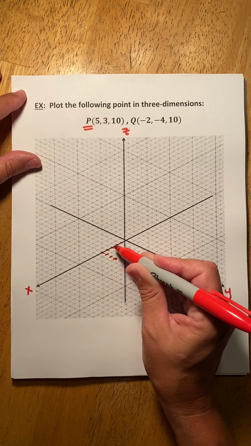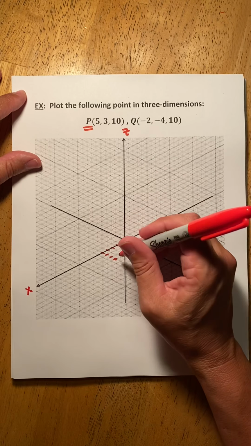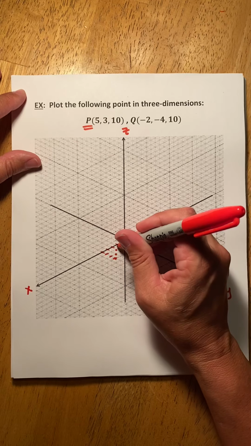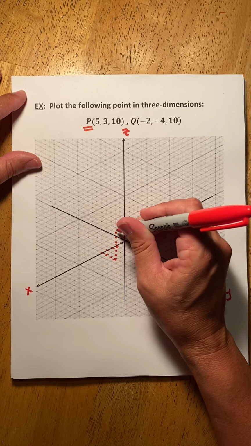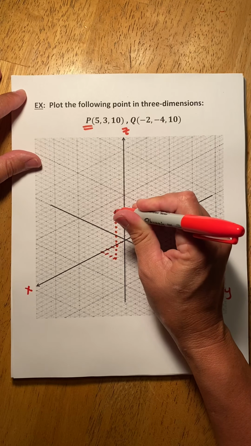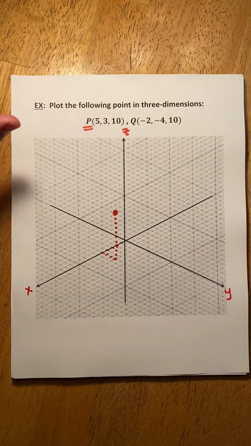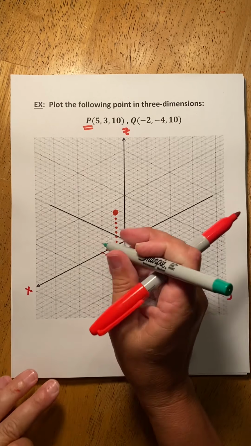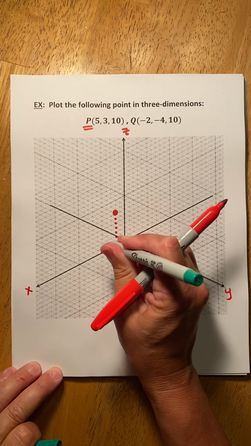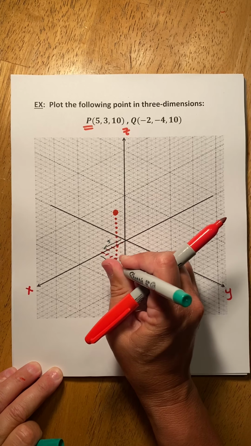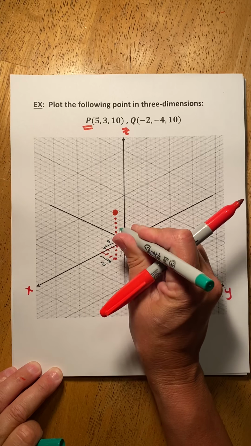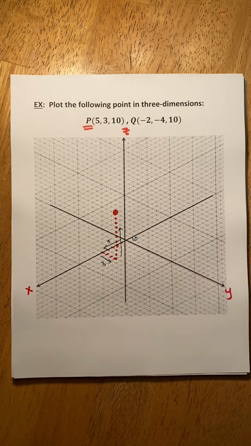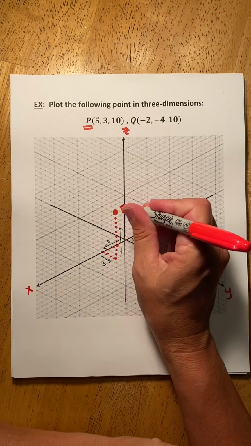Now I'm going to go up 10 units. So this is where it gets a little tricky. 1, 2, 3, 4, 5, 6, 7, 8, 9, 10 right here. So there is my final ending point. Again, keep in mind what we did: we went 5 this way, and we went over 3, and then we went up 10 to get to that point right there. That's my final point, P.